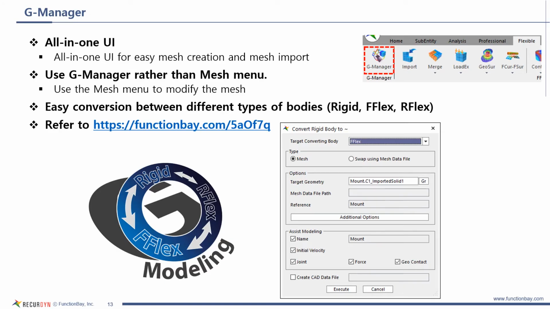GManager is a function that will be used very often for MFBD. This feature allows you to easily convert rigid bodies to FFlex bodies, FFlex bodies to RFlex bodies, or FFlex bodies to rigid bodies. When creating a mesh for the first time, it is recommended to enter the mesher mode through this GManager rather than the mesh menu.